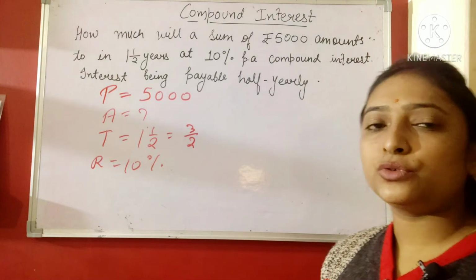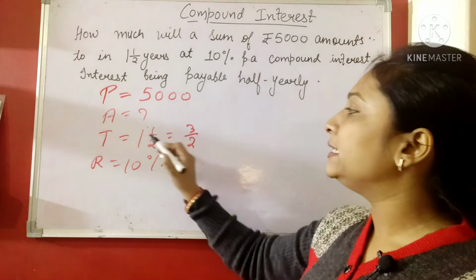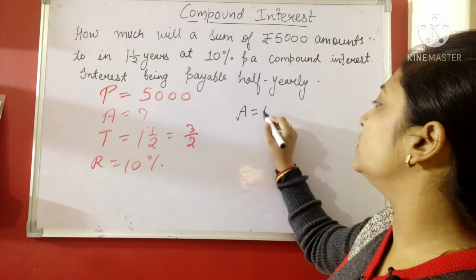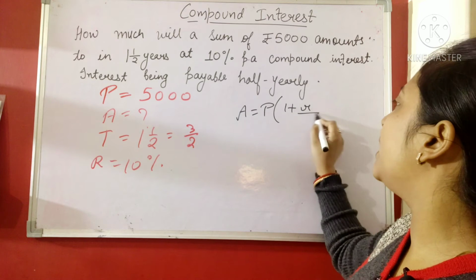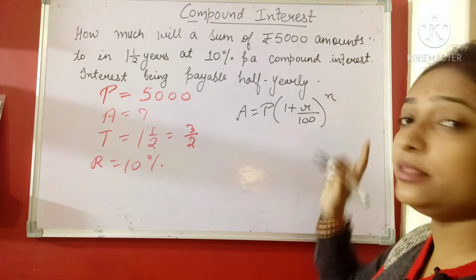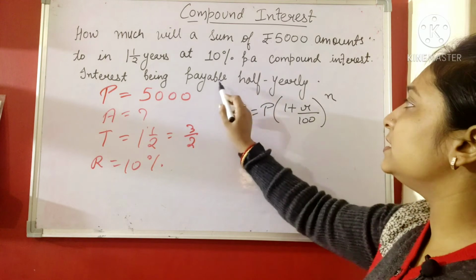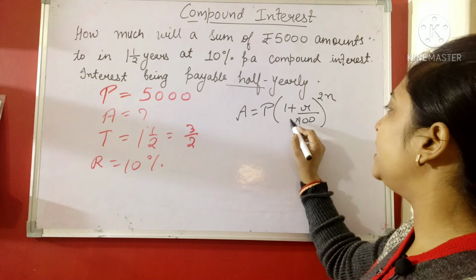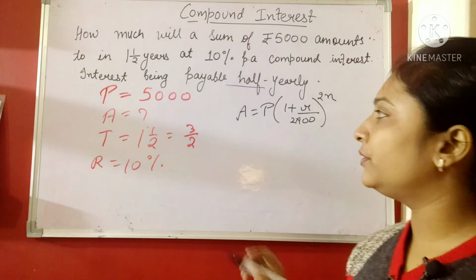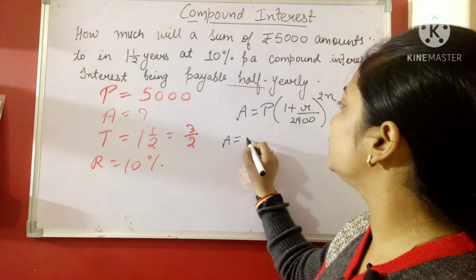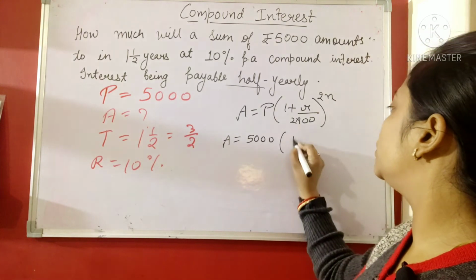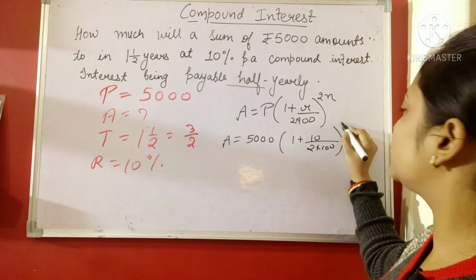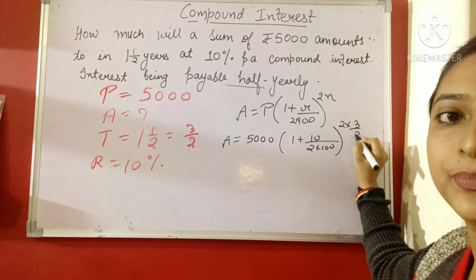That means 1 year has been divided into 2 half years, right? So what we have to do now is multiply this time by 2. Amount is equal to P into (1 plus R by 100) raised to the power n. This was the original formula, but since it is half yearly, n was multiplied by 2 and the rate was divided by 2. So let's substitute the values: 5,000 into (1 plus 10 by 2 into 100) raised to the power 2 into 3 by 2.